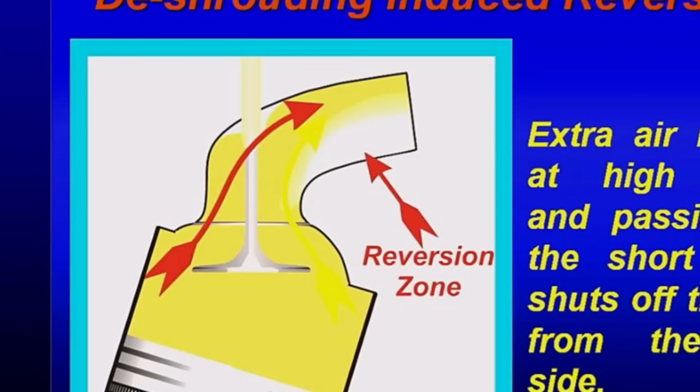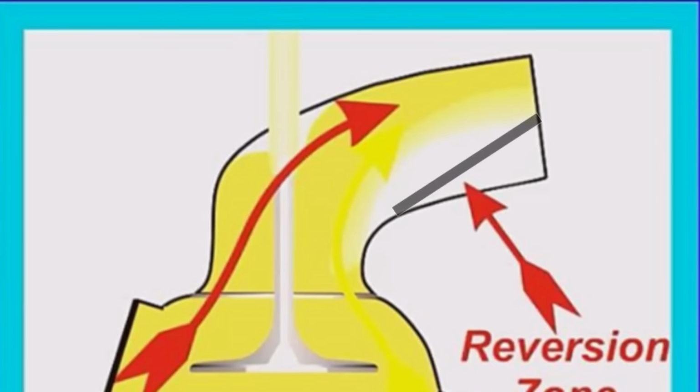We put on an anti-reversion plate like so. Now it shouldn't take too much stretch of the imagination to see what we've achieved here. We've cut down the exit size of the port to just that area that actually flows out. So the outward flow is barely affected.